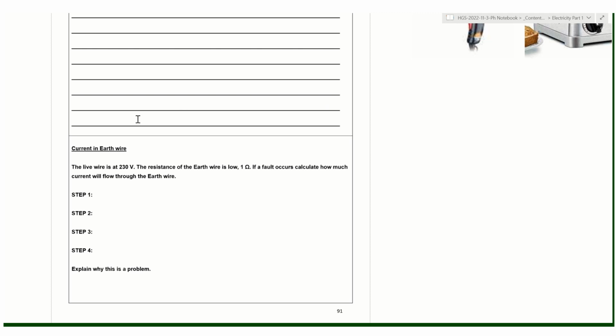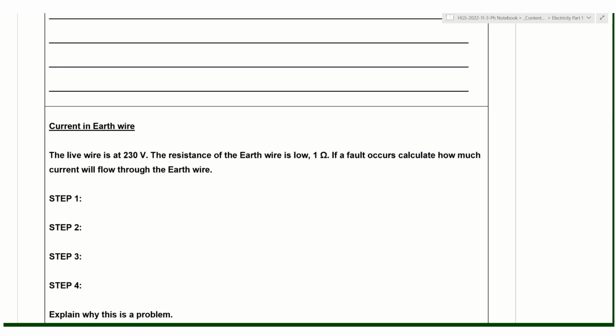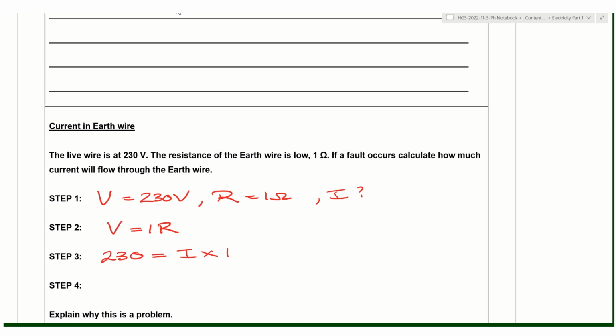Okay, so step one is always to write out what we know. We have the voltage is 230 volts, the resistance is 1 ohm, and we're looking for the current. There's only one equation which has those three things, V equals I times R, and substituting in, and remember that is a mark, I get 230 is equal to whatever the current is, so I write down the letter I, multiplied by 1. That is 1 mark in an exam, but it's only a mark if you write the whole thing.